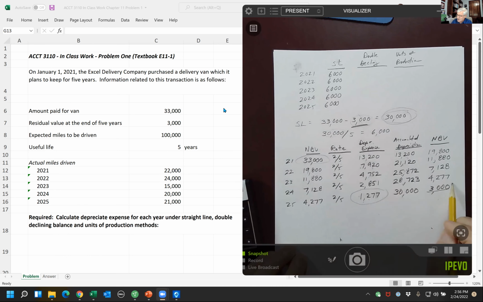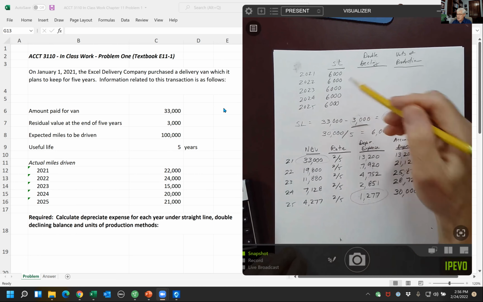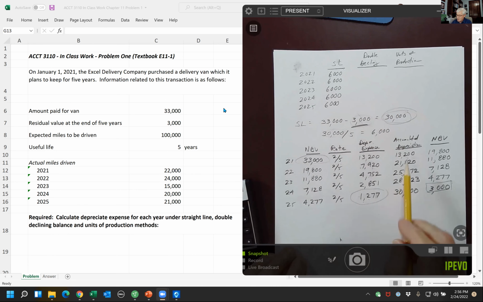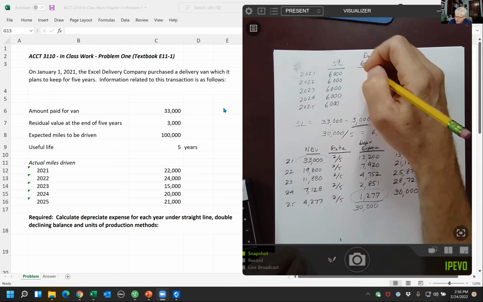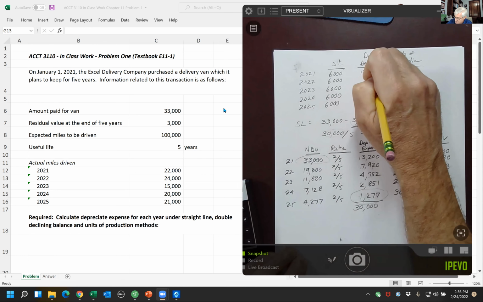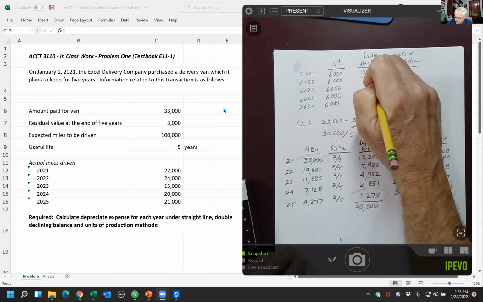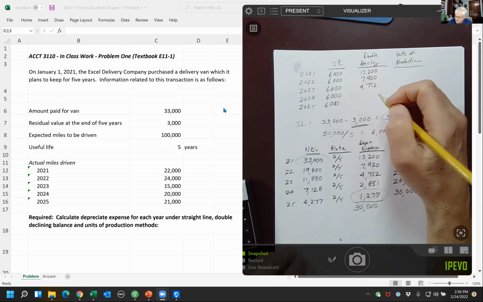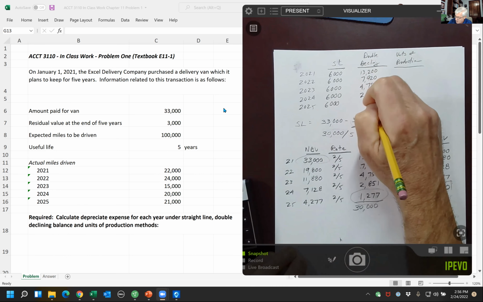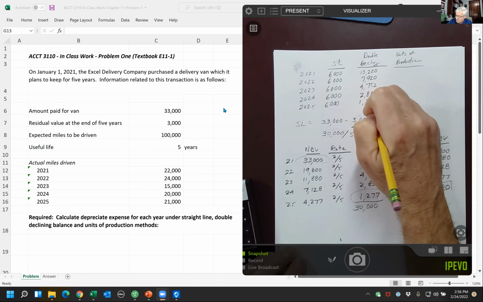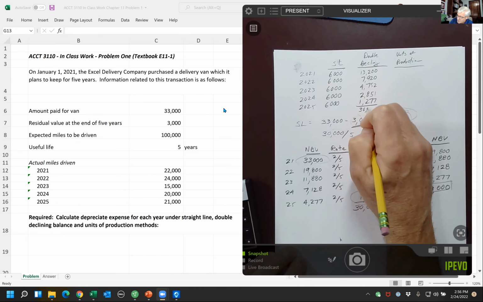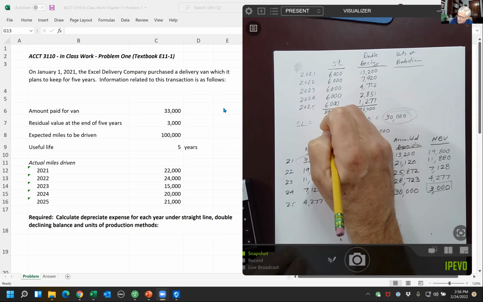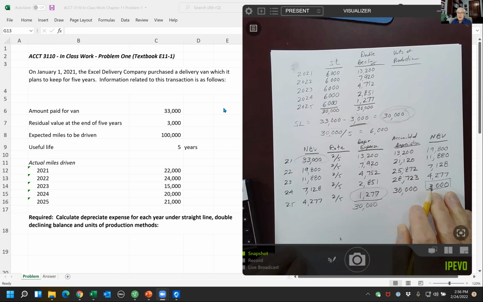And we end up in the same place we ended up in the straight line method, where we took $30,000 of expenses. Here, if we add all these up, 30,000. All right, 13,200, 7,920, 4,752, 2,851, and 1,277. Now, the total depreciation expense under both of these methods is $30,000.